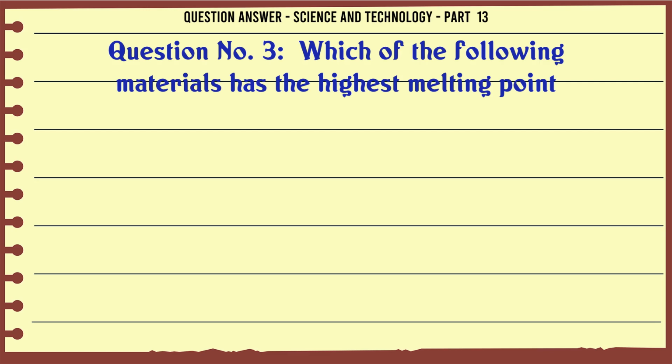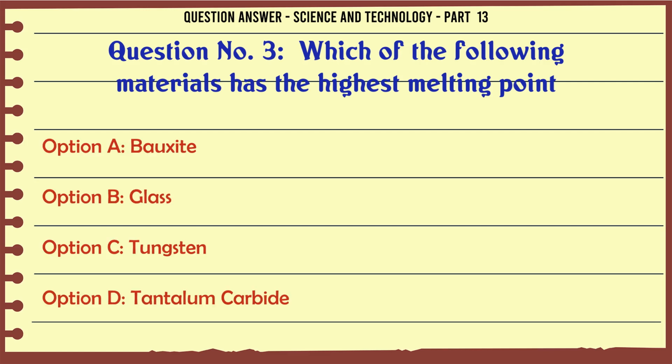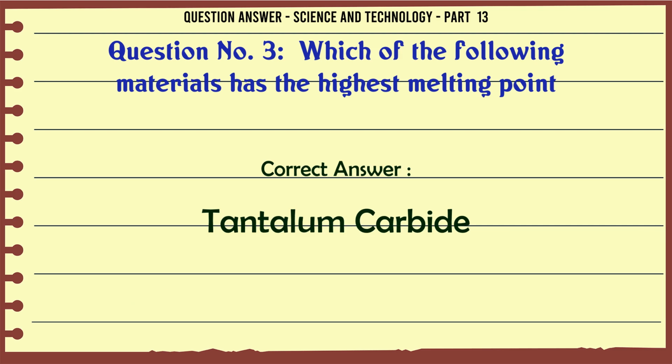Which of the following materials has the highest melting point? A. Bauxite. B. Glass. C. Tungsten. D. Tantalum carbide. The correct answer is tantalum carbide.